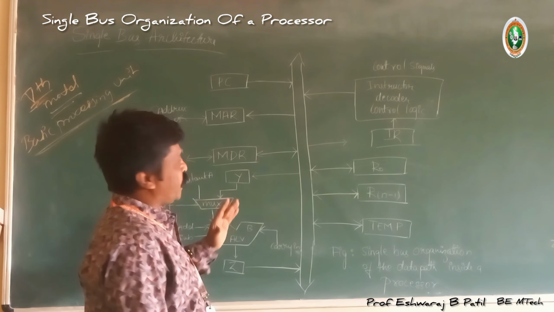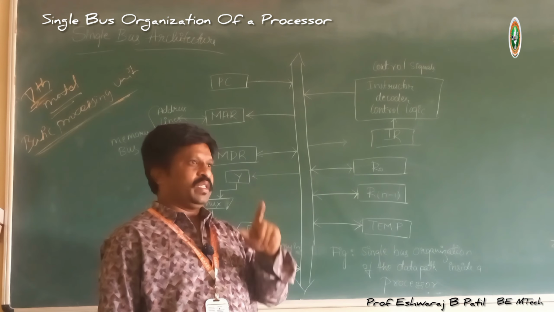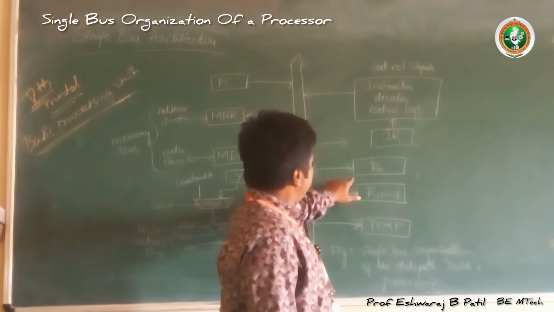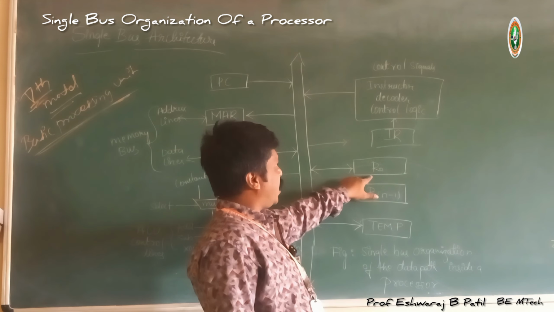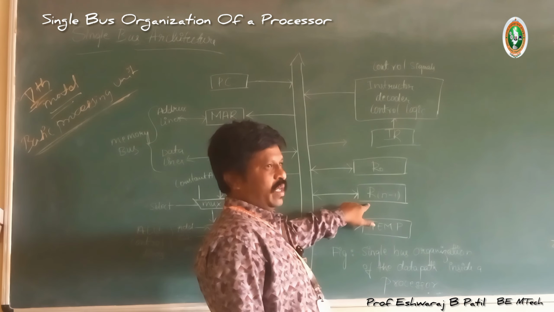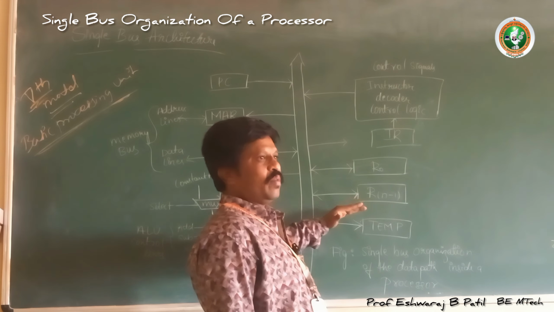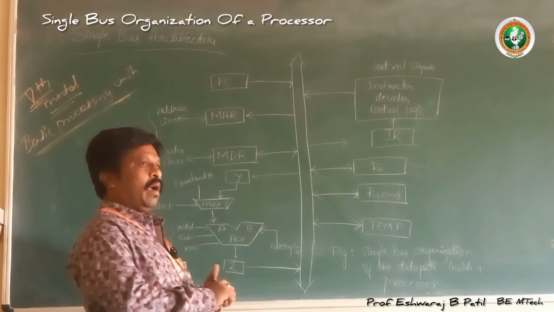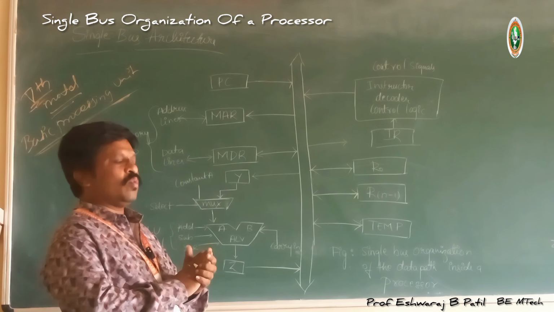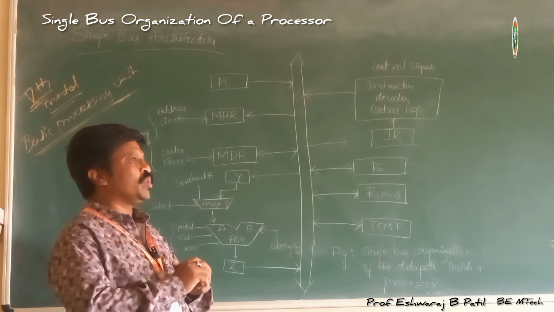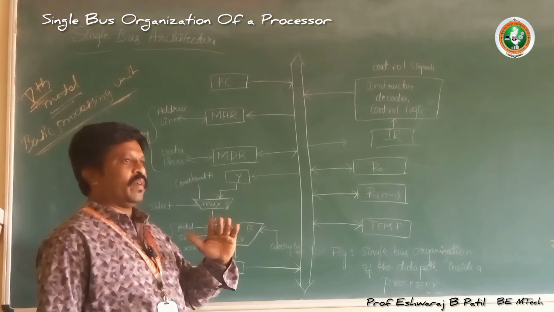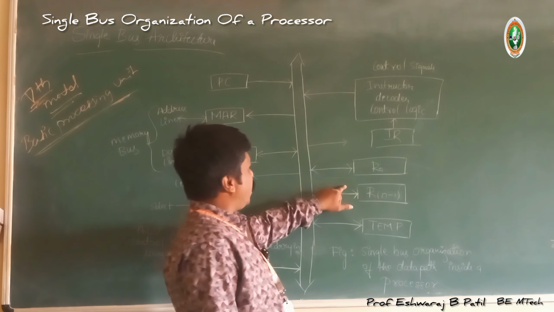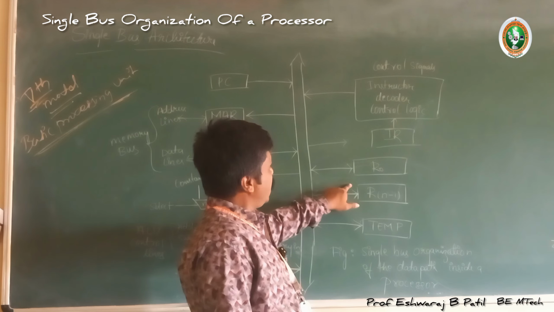Mainly the processor consists of its own registers, a stack of registers, R0 to Rn minus 1. These are the registers used by the processor. Some registers are used only by the processor itself, not by anyone else. These registers are available even to the user for operations.